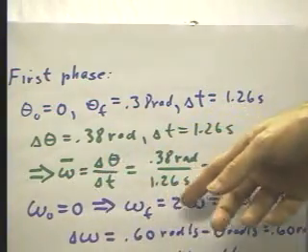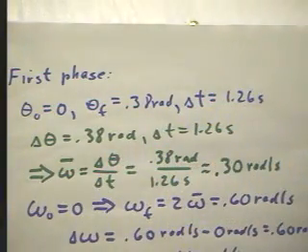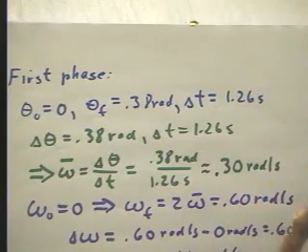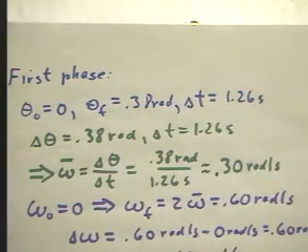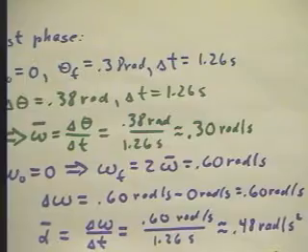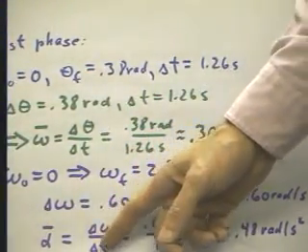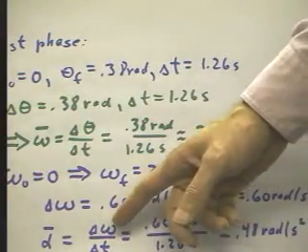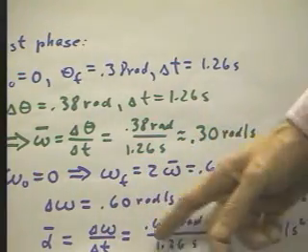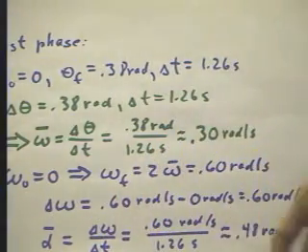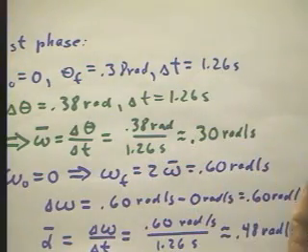We go from omega naught equals 0 to omega f equals 0.60 radians per second, change in omega of 0.60 radians per second minus 0 radians per second, of course, because that was our initial velocity, or 0.60 radians per second. And this gives us an average acceleration, change in velocity over time interval. Okay, our change in velocity is 0.60 radians per second. Of course, that's an angular velocity, so we use omega. Divide by time, which is 1.26 seconds, time interval, and we get 0.48 radians per second squared.